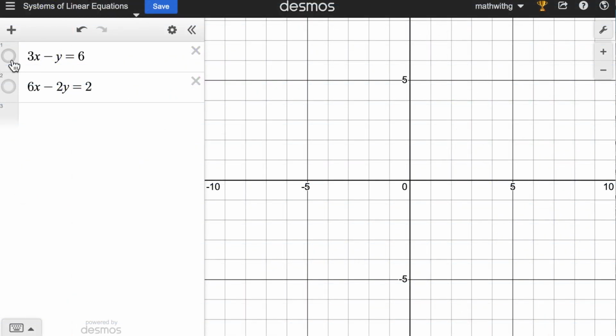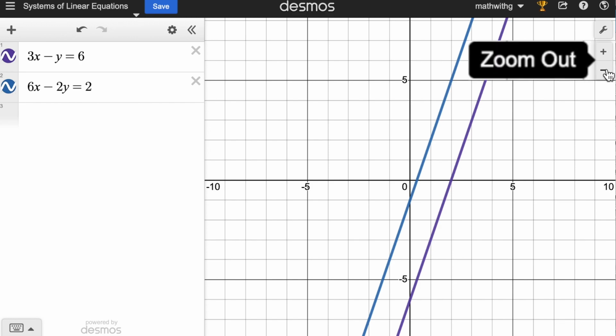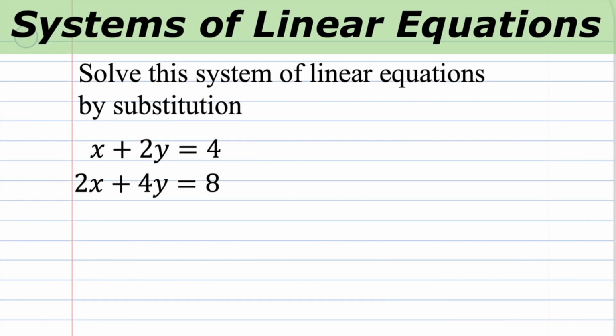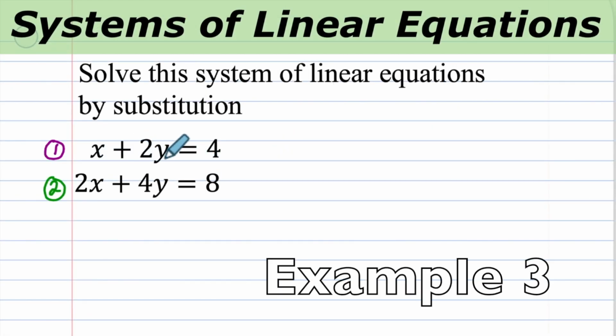In Desmos, 3x minus y equals 6 is the purple line, and 6x minus 2y equals 2 is the blue line. Those lines are for sure parallel. They do not intersect. Next example, two equations, two unknowns. Solve for x and y so that these two equations are true.